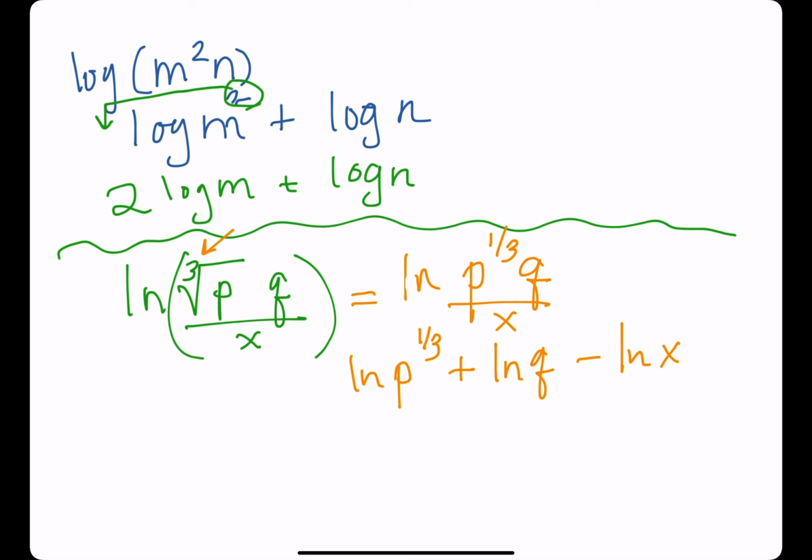And I made them each their own logarithm. So you saw x was in the denominator, so it's negative. But the last thing I have to do is take care of this exponent and turn it into a multiplier. That's my power rule. And that's expanding and condensing.